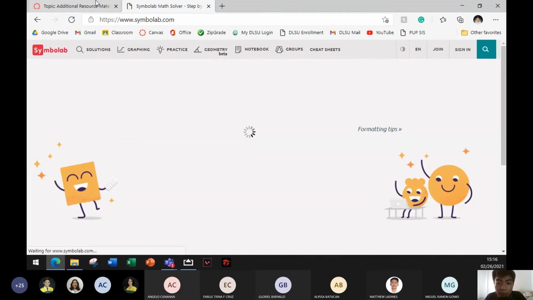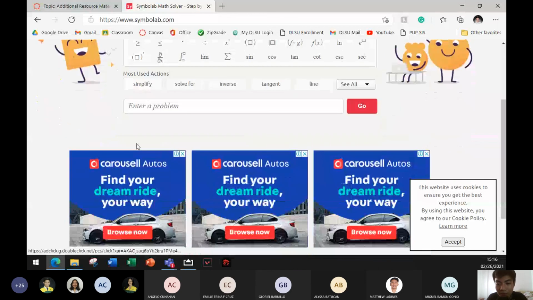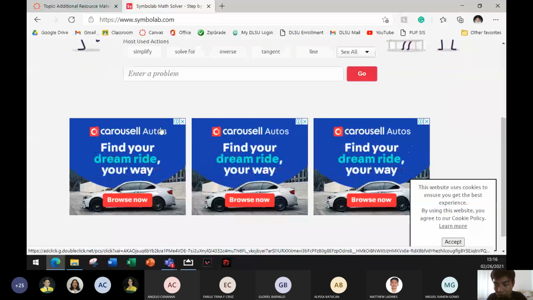Itong Symbol Lab, I use this kapag ako ay tinatamad mag-quadratic equation. Pero alam ko naman kung paano mag-quadratic equation, so okay lang sa akin gumamit nito. Kayo, kung hihimay-himayin nyo pa yung quadratic equation, i-work out nyo muna yan.